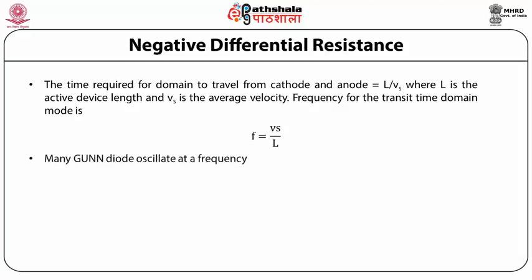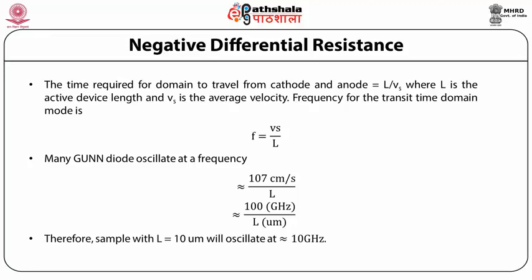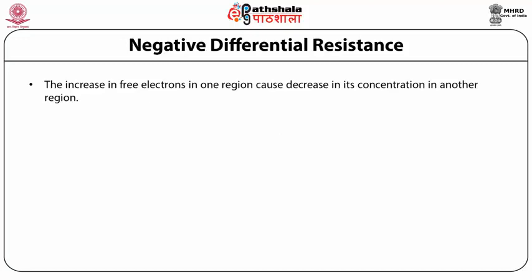Many Gunn diodes oscillate at a frequency that is approximately 10 to the power 7 centimeters per second divided by L, equal to 100 gigahertz divided by L in microns. Therefore a sample with L equal to 10 microns will oscillate at approximately 10 gigahertz. If L equal to 25 microns, it oscillates at approximately 4 gigahertz.